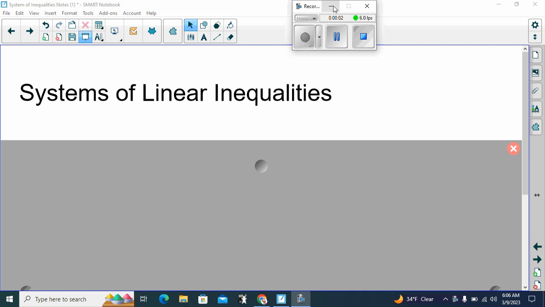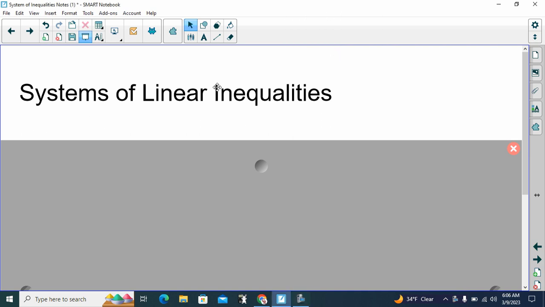Today's notes are on systems of linear inequalities. The last couple class periods we have been graphing two variable inequalities. Last chapter we did systems of equations. Now we're doing systems of inequalities. Remember these inequalities, sometimes we had dashed lines, sometimes we had solid lines, and then we shaded. System means we're going to have two or more of them together.